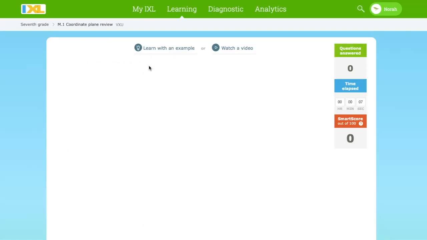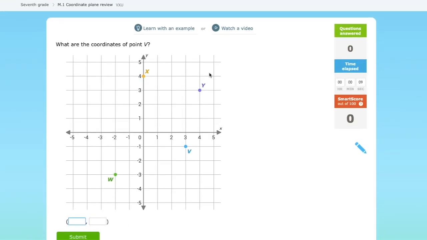So let's learn. Okay, what are the coordinates of point V? Whenever we're writing coordinates on a plane, we start with the x-axis, then the y-axis. So V on the x-axis is 3, and the y-axis it's -1. So we'll write 3 here and negative.